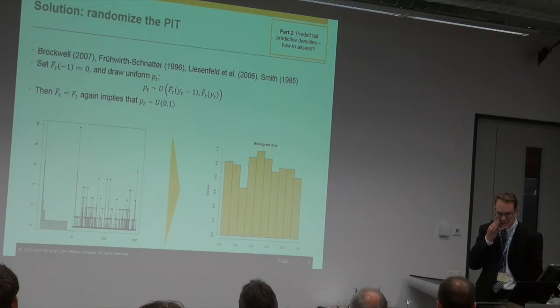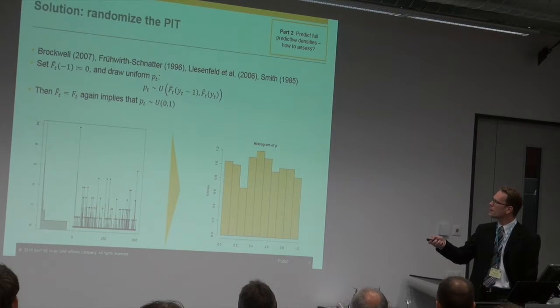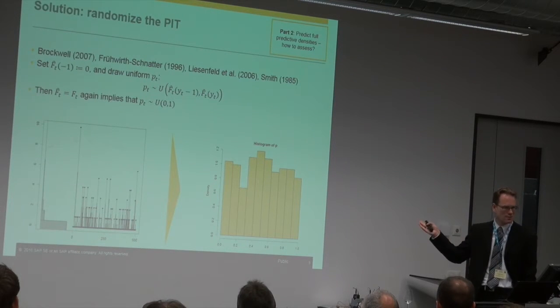And again, it's the same thinking. If we have the correct future predictive distribution, then again, these randomized PITs will lead to a PIT that is uniform on 0, 1. Again, we can start testing.